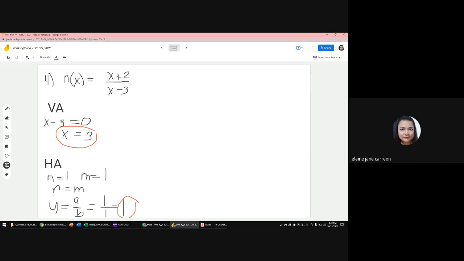Okay? Next, x-intercept. Napakadali lang, di ba? Opo, ma'am. Okay. So our x-intercept is you set the numerator x plus 2 equal to 0. So, x, lipat sa kabila, magiging negative 2. And the point is negative 2, 0.